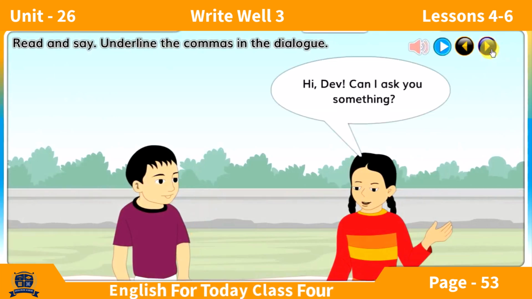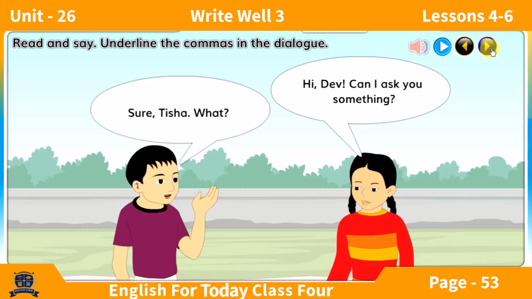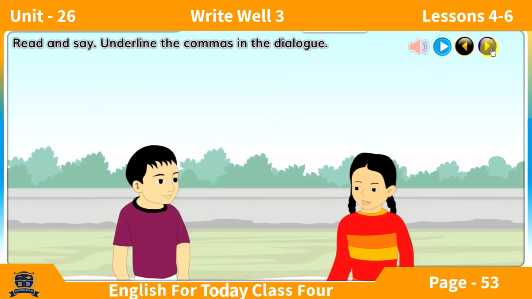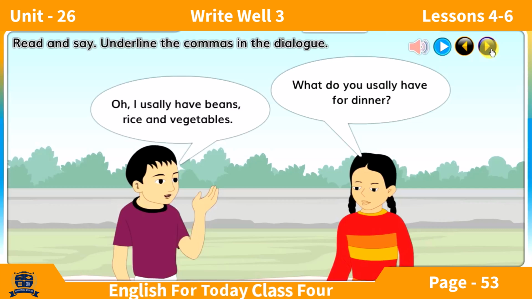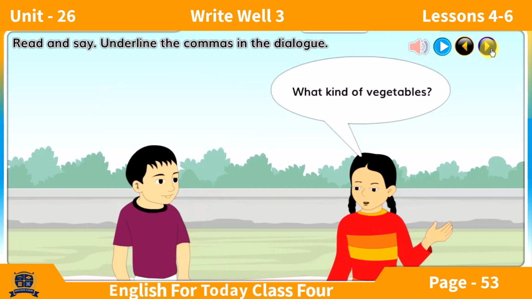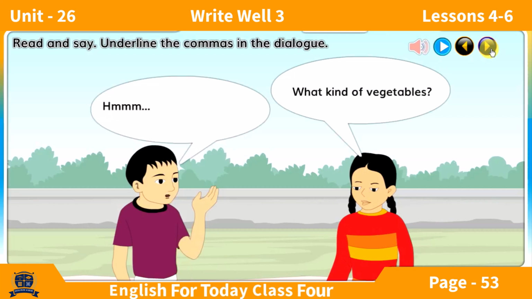Hi, Dev. Can I ask you something? Sure, Tisha. What? What do you usually have for dinner? Oh, I usually have beans, rice, and vegetables. What kind of vegetables? Cucumbers, carrots, or lettuce.